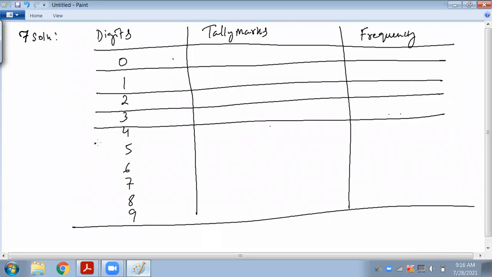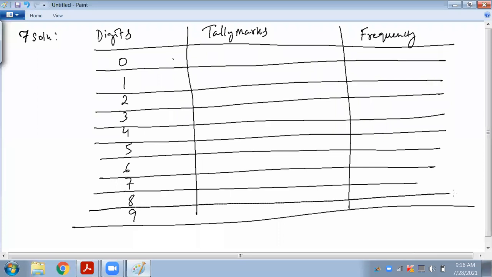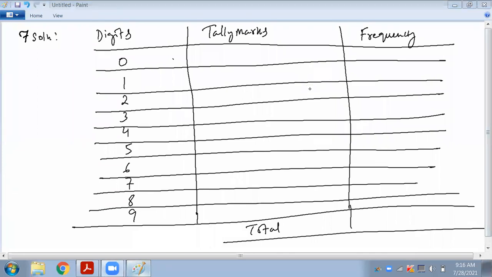Then at the end we'll put the total. Okay, then what you're going to do is we'll cut one digit and we're going to put the tallies.